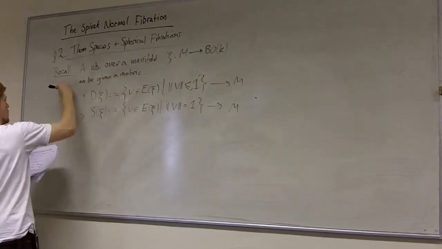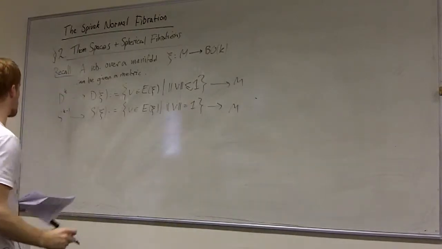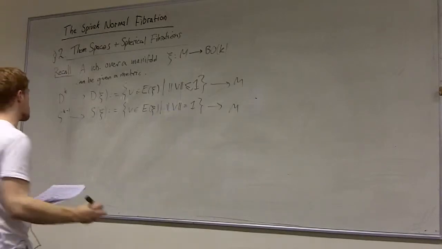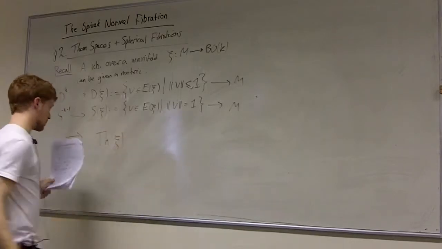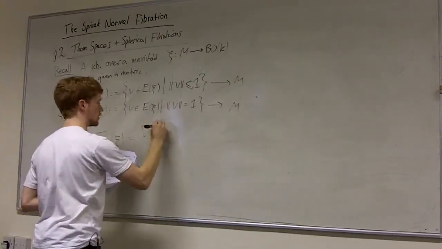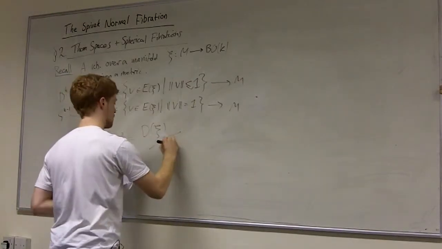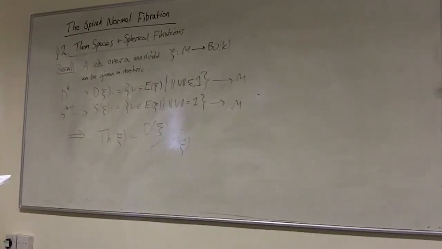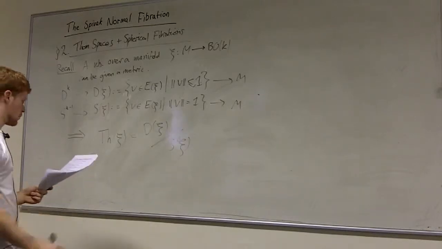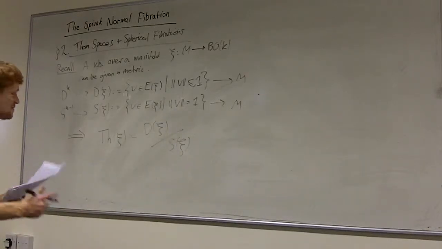So this is going to have fiber the K-disk, and this is going to be a K-1 sphere. So this is going to give us something called the Thom space of the vector bundle. So this is the quotient of the disk bundle by the sphere bundle. So Carmen defined the Thom space in her talk to be the point compactification of the disk bundle, I believe, or maybe just the point compactification of the vector bundle. So that works as well, and they're the same.